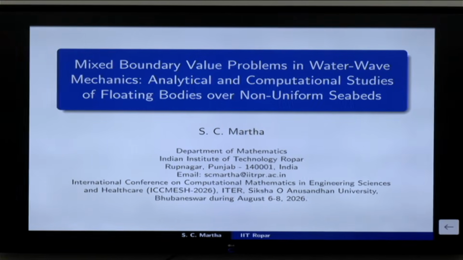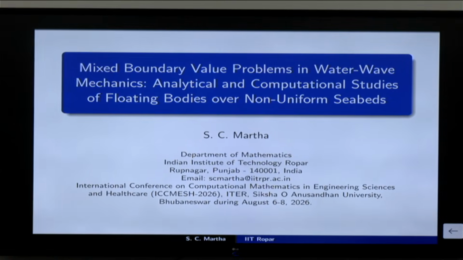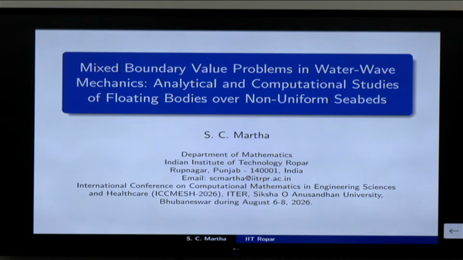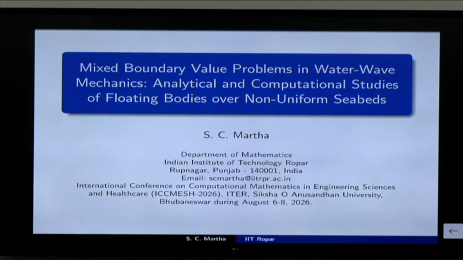A member of National Academy of Sciences, NASI India, Professor Martha has received research funding from the Department of Science and Technology, DST, Government of India, and has held several important leadership roles at IIT Ropar, including HOD Mathematics and Associate Dean Students Affairs. His academic collaborations and visits include renowned institutions such as ETH Zurich, the University of Zurich, Shanghai Jiao Tong University, and the University of Melbourne.